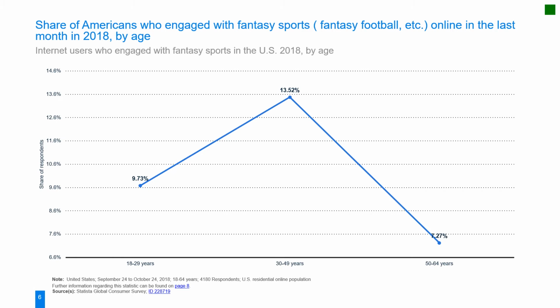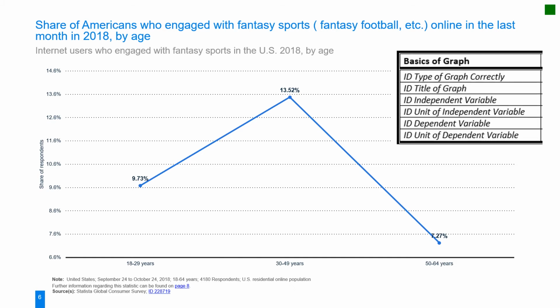The best way to practice our new strategy is to take a look at an example. When we take a look at this type of graph and the graphs that follow, we're going to take a look at the basics of the graph. By noticing the data points and the lines, we have a line graph. The title of the graph is typically at the top. My independent variable will be on the x-axis. Since this is talking about fantasy sports in regard to age, age is going to be my variable, whereas years will be my unit.